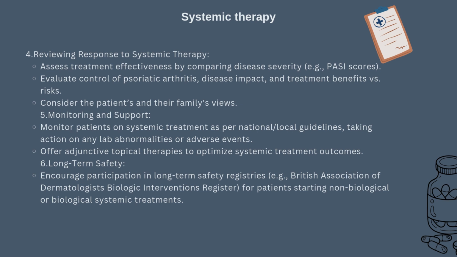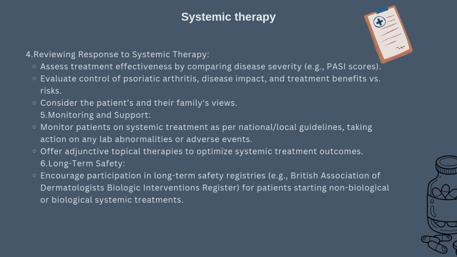Reviewing response to systemic therapy. Assess treatment effectiveness by comparing disease severity, e.g., PASI scores. Evaluate control of psoriatic arthritis, disease impact, and treatment benefits versus risks. Consider the patients' and their families' views.